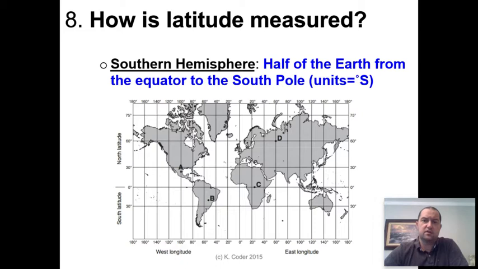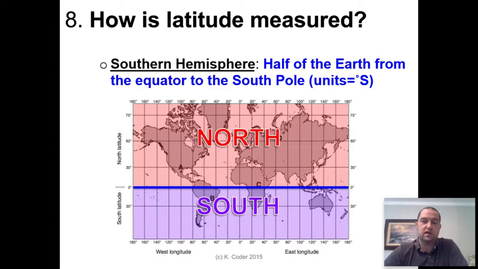The southern hemisphere is the half of the Earth from the equator to the South Pole. Everything below the equator. So here's our equator line. Everything above it is to the north. Everything below it is to the south. Now, this map is just indicating where we see land. There are equal amounts of space above the equator and below the equator.